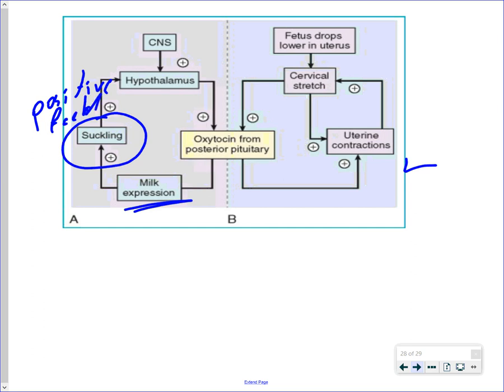So as we have the baby feeding, that's going to lead to even more of the oxytocin being produced, even more of the prolactin being produced, and more milk being produced and released as well.